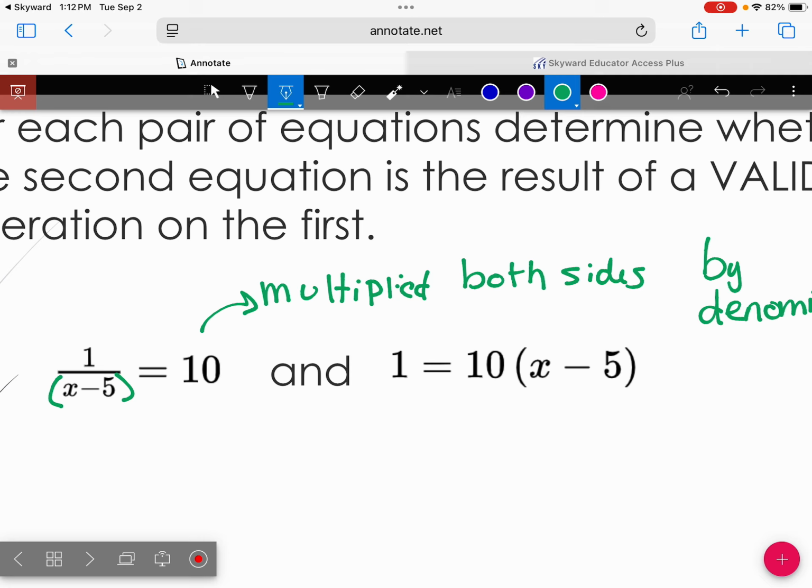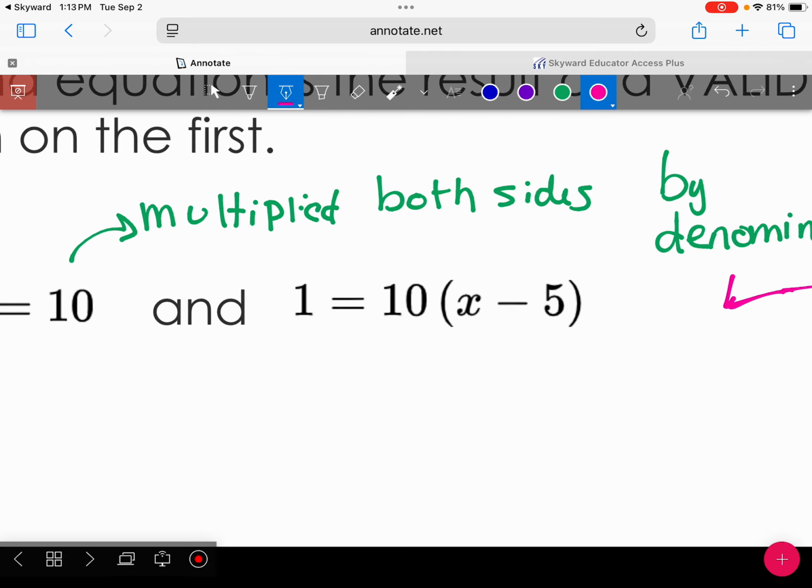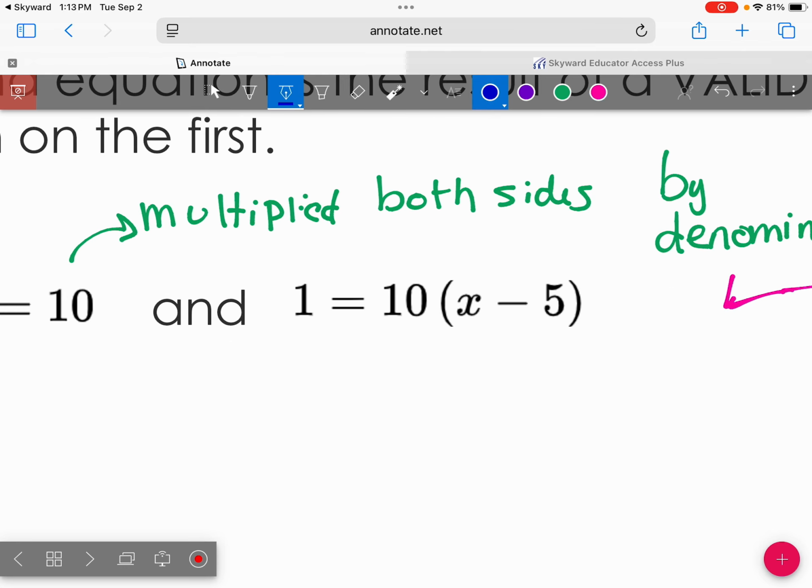So we could finish this out. They did just fine. They multiplied both sides here. It's not going to be pleasant, but we could do it. What would we do in order to finish this out? You can absolutely distribute. 1 equals 10x minus 50. We add 50 to both sides.